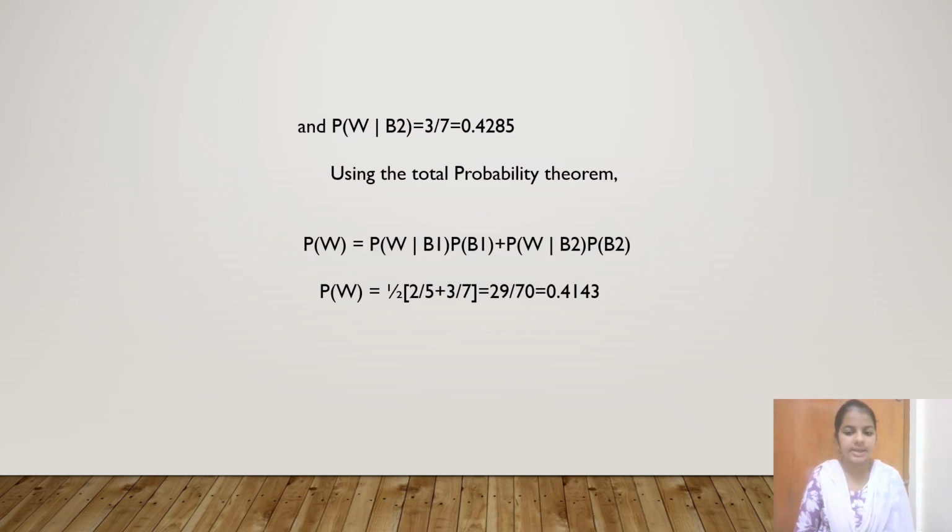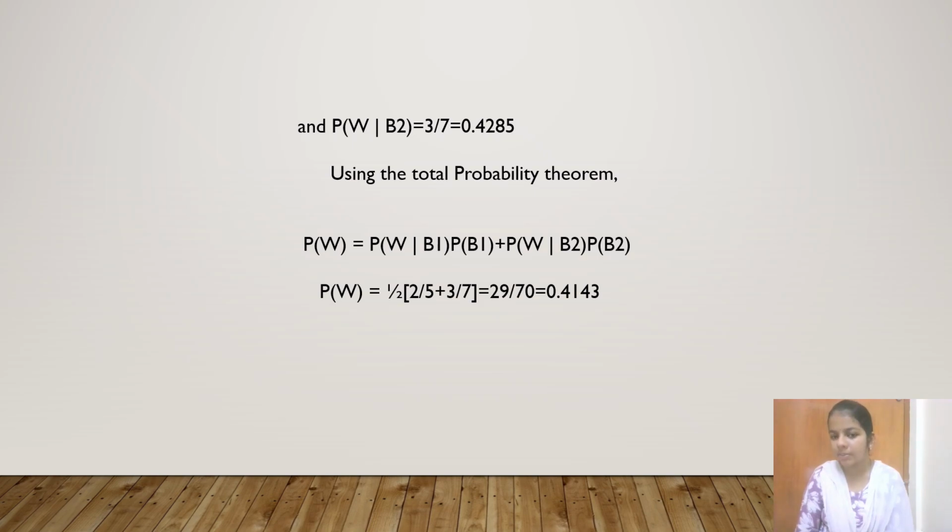Now let us consider the white balls in box 2. There are a total of 7 balls in box 2, including black and white. In that there are 3 white balls. So the probability is 3 by 7, that is 0.428.